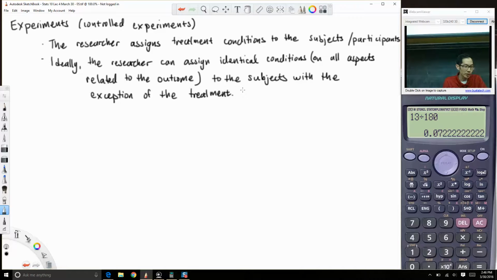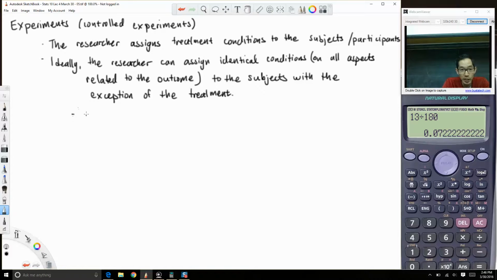So under ideal experimental conditions, you have the two groups as identical as possible, the only difference being the treatments, and therefore, at the end of the experiment, differences in the outcome can be attributed to the difference in treatments. Does that make sense? Okay, so I'll just write a short summary of that.